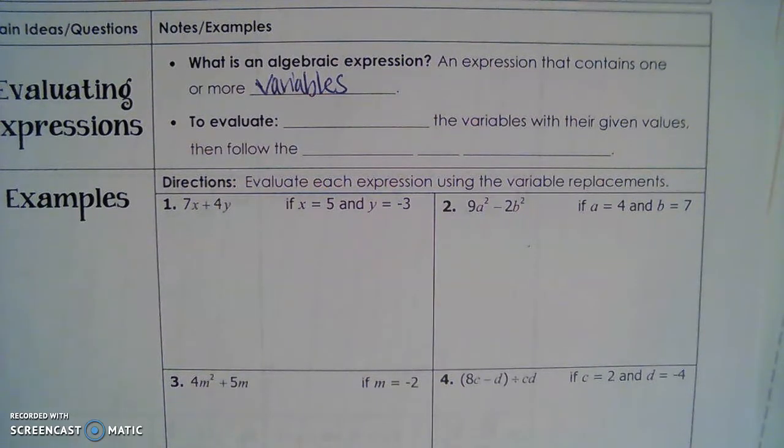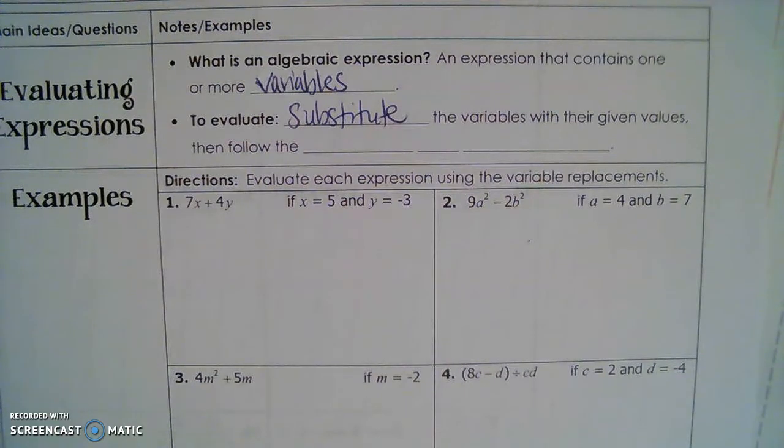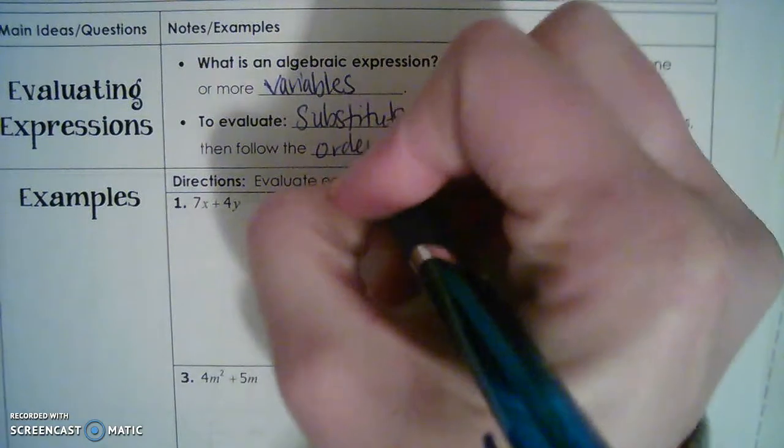So in order to evaluate the expression, you're going to plug the numbers in for the variables. So we call that substitute the variables with their given values. So you're going to plug those in. Then you will follow the order of operations to get your final answer.